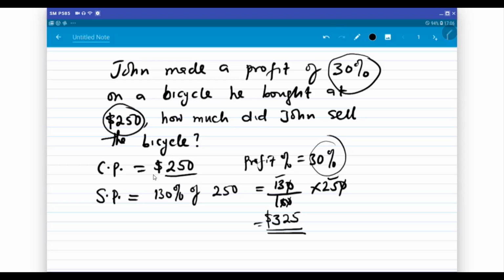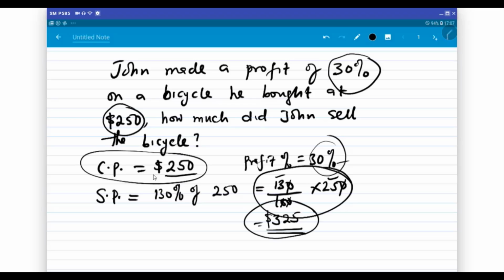$325 as our selling price. All right, so that is the selling price. That's how much John sold that bicycle. So we've been able to do it straight away without wasting our time calculating the profit first. There's no need to waste our time to do that. You can find 30% of the cost price and add it to the cost price to get the same answer. But instead of doing that, you can just simply do 130% straight away, and that gives you the result, or the selling price of that bicycle. Okay?